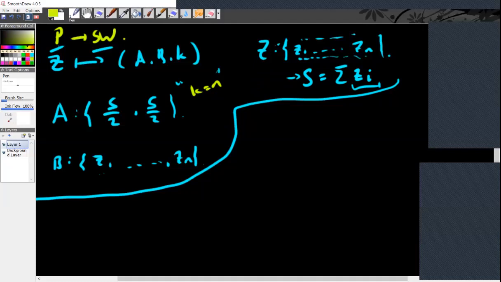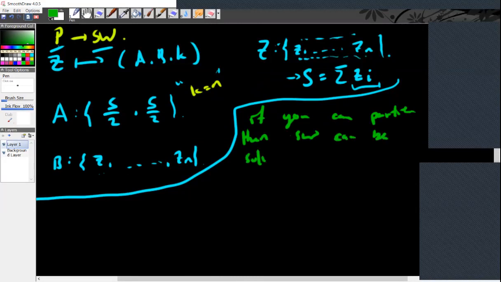So now what we want to prove is that if you can partition, then Splitwise is solvable. Okay, so let's do that. Let me make one very important observation first. Let's work with this assumption: if you can partition. So assume that you can partition. Assume partition possible.